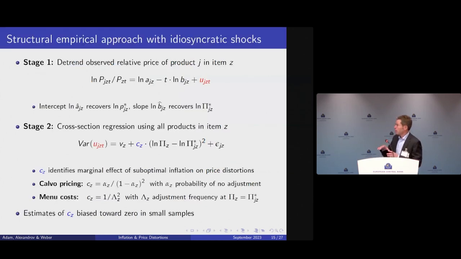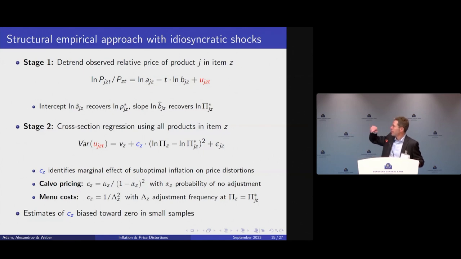Now, this, of course, was a simple example without the shocks. So let's get a bit more serious here, adding shocks. The first stage is still the same. We're going to detrend the sticky relative price of the firm. And that is going to give us an estimate for the A, that's the intercept coefficient, and an estimate for the B, that's the slope coefficient. Now we can show in the theory that these two things converge to the respective moments in the flex price, right? So the A converges to the P star, and the B converges to our product level optimal inflation rate, which is what gives us an estimate of that object.